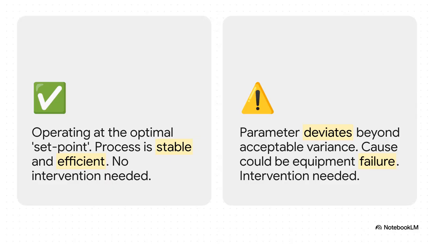And this right here shows the 2 different worlds your process can live in. On the left, you've got a system that's in control. It's stable, it's efficient, it's running at its sweet spot. You don't need to do a thing. But on the right, that's an out-of-control process. A key variable has drifted, a warning light is basically flashing, and it's time to step in, find out what's wrong, and get things back on track.